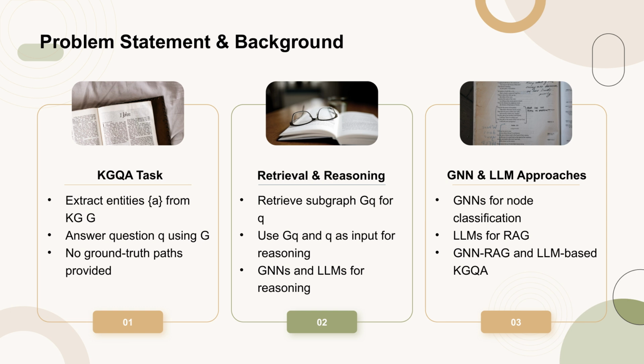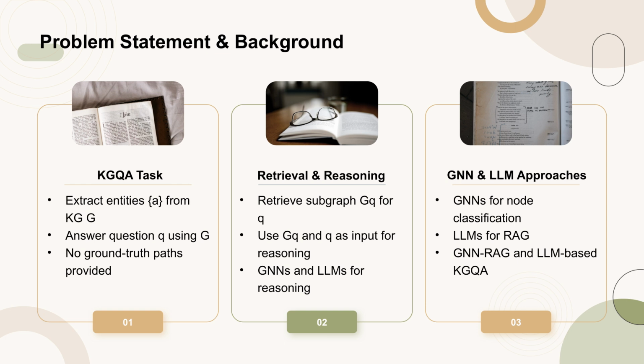Given G and Q, the goal is to find the relevant entities without the ground truth paths that lead to the answers. For retrieval and reasoning, a smaller question-specific subgraph GQ is retrieved from G, which ideally contains all correct answers. This subgraph, along with the question, is then used as input to a reasoning model, which can be either a graph neural network, GNN, or a large language model, LLM.